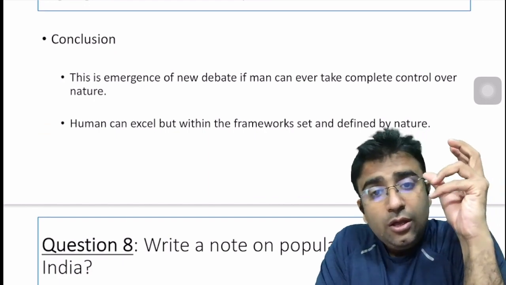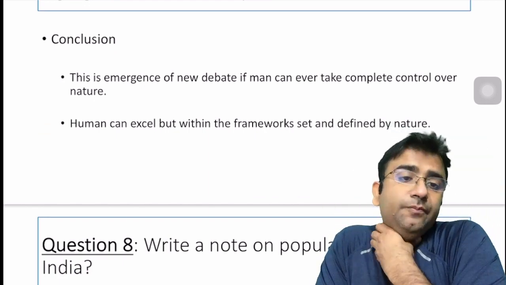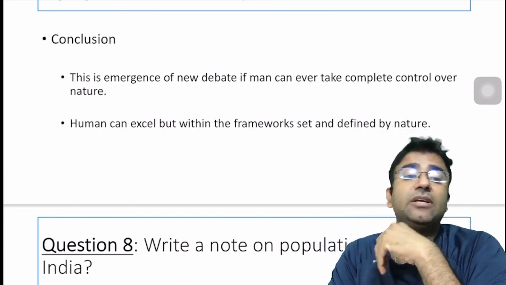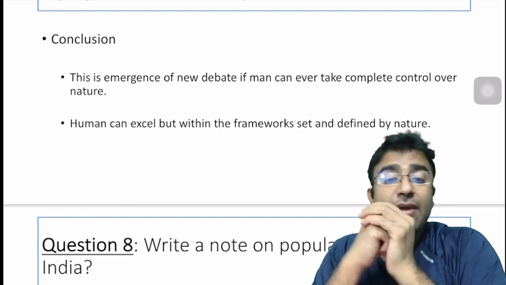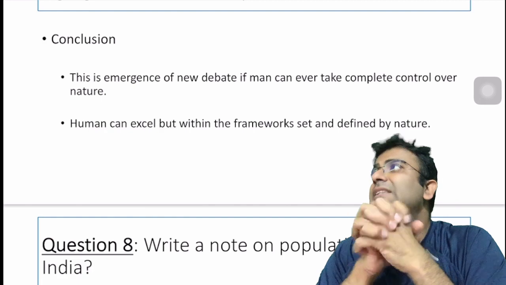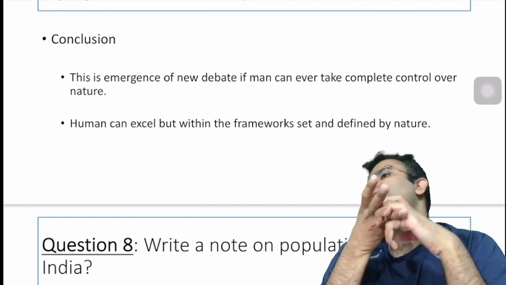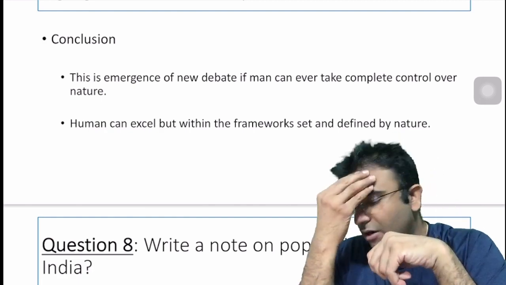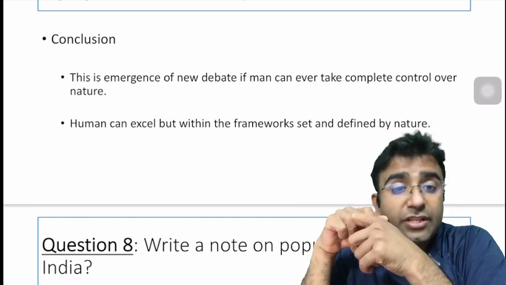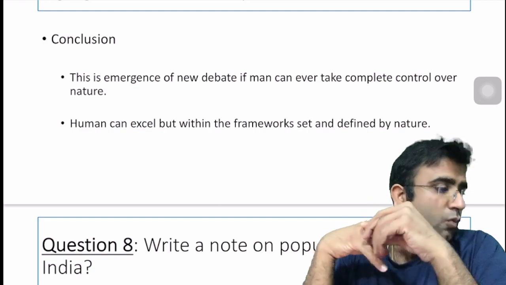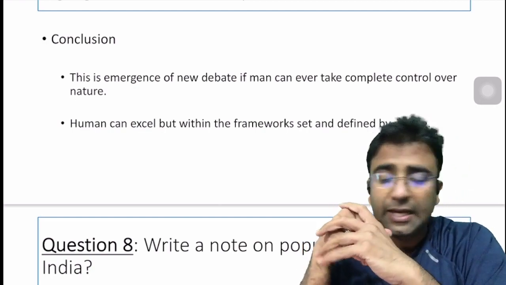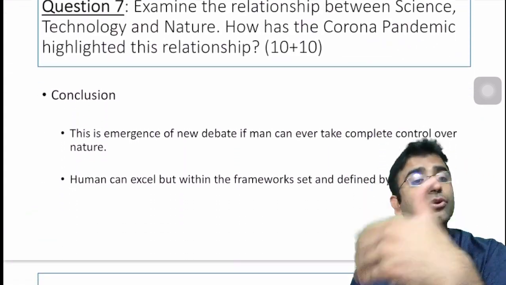Now, you are going to conclude this answer by showing that this COVID-19 pandemic has become the source of a new debate if man can ever take a complete control over the nature. And you will say that no matter how much man tries to control the nature, man himself is a part of nature, and because of that reason man has to work within the frameworks which are set by nature, otherwise the retaliatory force of nature is sufficient enough to perish the humankind. This will become the part of your conclusion.